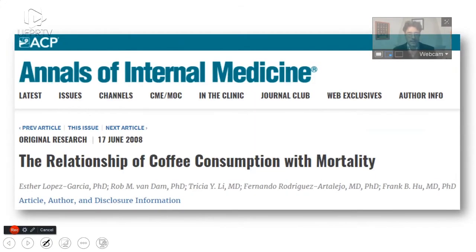So let's take an example of this article from the Annals of Internal Medicine. And this is an article about the relationship of coffee consumption with mortality. I'll have a drink of coffee while I think about that.